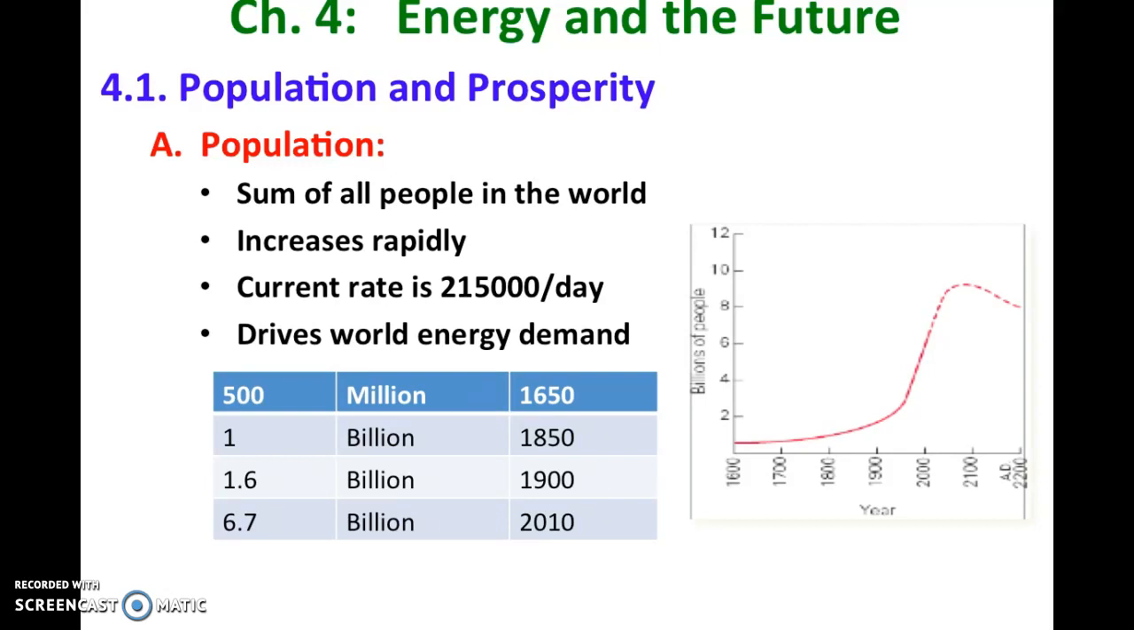The table lists the population at 4 different times or years, and the figure plots the population as a function of the year. The dotted part of the line refers to the prediction for the future. The present population is about 6.7 billion people in the world.